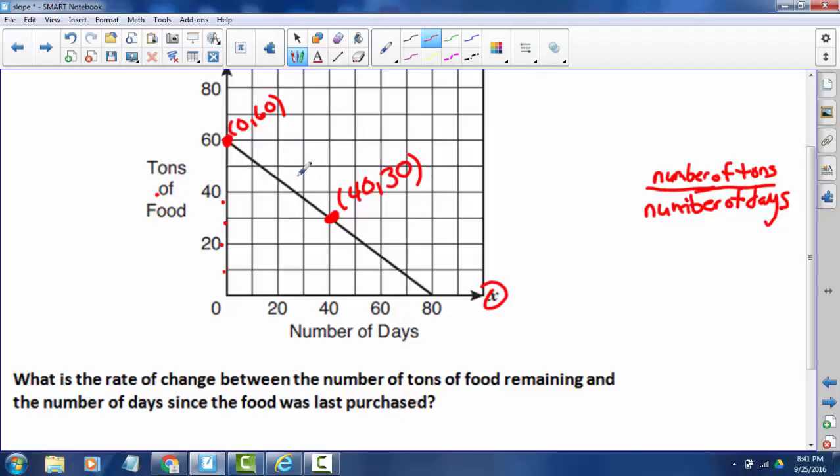So this time we went from 60 to 30 on our vertical, right? And we went from 0 to 40 on our x. So 60 take away 30 is 30, and 0 take away 40 is negative 40. Of course, we want to simplify that. We'll divide it out, and we get negative 3/4 tons per day.